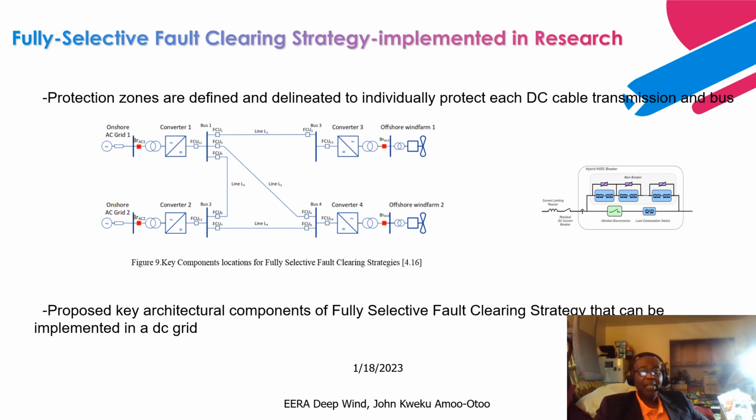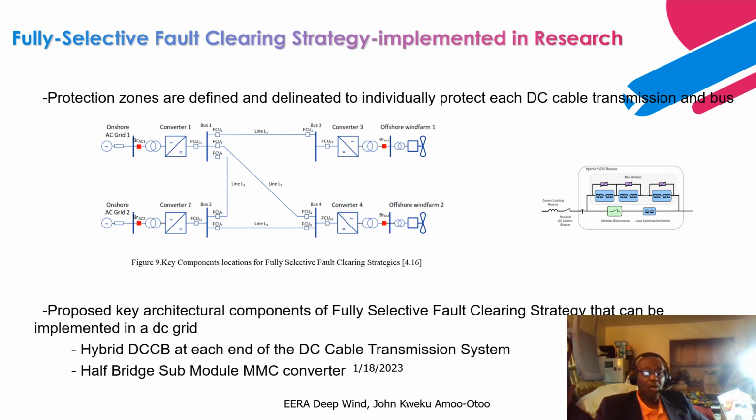Basically, its goal is to define and delineate the zones that are being protected. As you can see, in this zone I have a DC circuit breaker on both ends, so that protection zone has been defined. The goal is to identify the faulted zone and allow the healthy zones to continue in operation. The architecture of the fully selective fault clearing strategy is a hybrid DC circuit breaker and a hybrid submodule MMC converter. As you can see here, I have a hybrid submodule MMC converter and a hybrid DC circuit breaker on both ends of the transmission system.